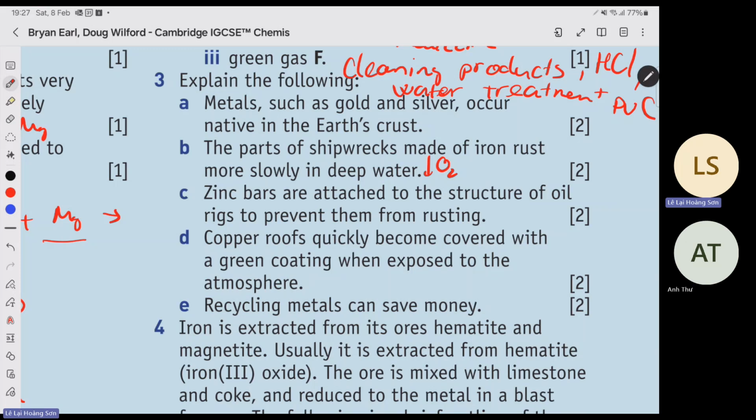Okay, let's move on to the next part. Zinc bars are attached to the structure of oil rigs to prevent them from rusting, right? This is the method of using a sacrificial metal. Zinc is more reactive than iron, so it will be oxidized first when introduced to the environment with iron.